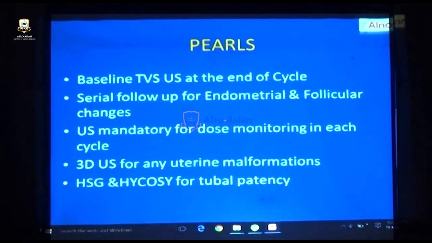Ultrasound is very mandatory for dose monitoring. There are doses, two ampoules there, four ampoules there. So please, every cycle should be monitored. Is your dose sufficient? Is it underdosage or is it overdosage? That has to be decided.